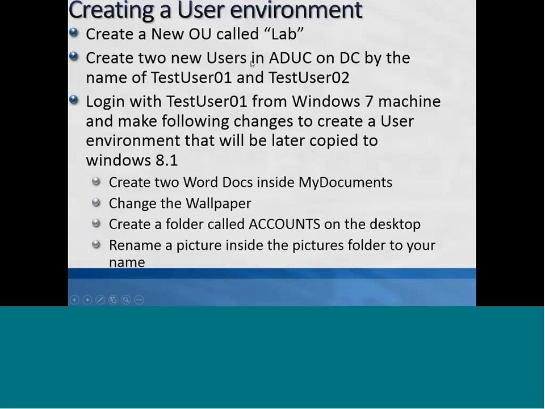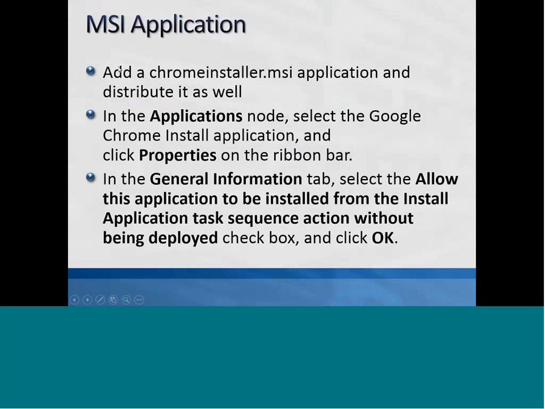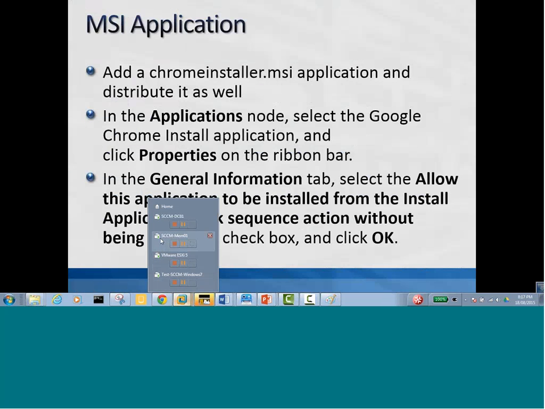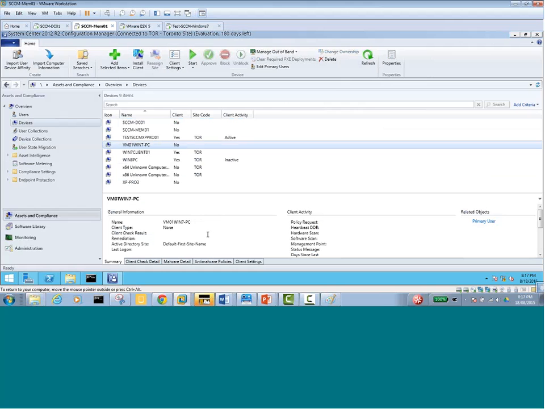We have done this, creating a user environment. We created one OU called lab, and we created 2 users and did the customization of both machines. Let's quickly add one application as well. Application adding is very easy. So I'm just going to add that smaller application. We all have the MSI applications, right?